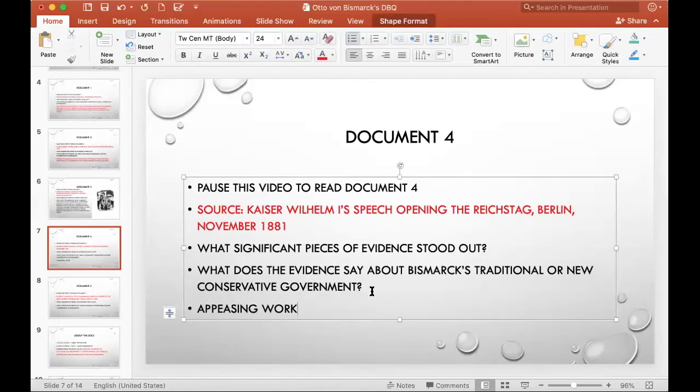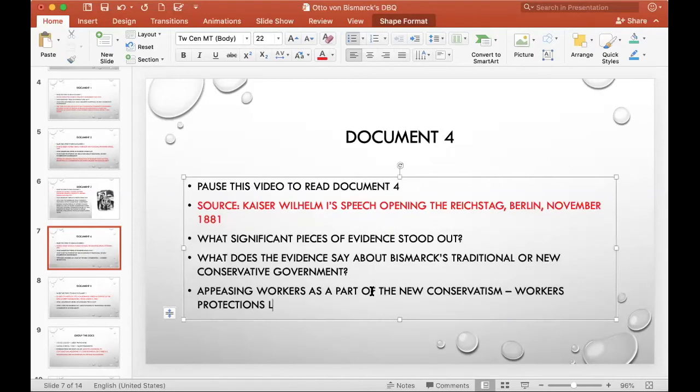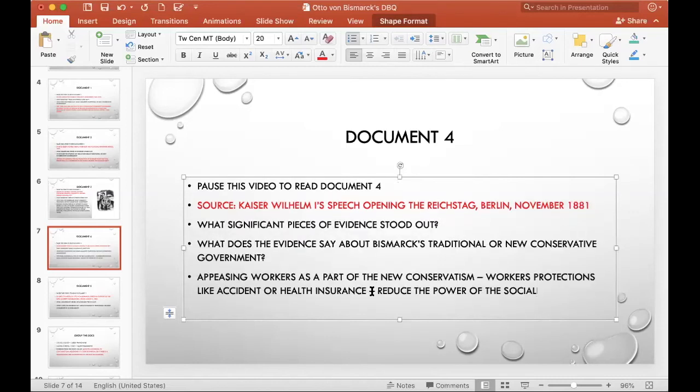We go to document 4, workers as a part of the new conservatism. Remember, I always want to talk about the new conservatism or traditional conservatism because that's what the prompt says. I have to connect my document to the prompt. I can't just summarize my document. I have to explain what that means about Bismarck's type of conservatism in his government. So he's giving workers protections like accident protection or health insurance. And he wants to do this to reduce the power of the socialist political party. Okay, so this is just my quick recap of document 4 and how it's connected to the prompt.